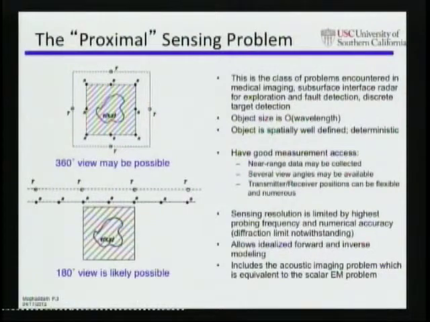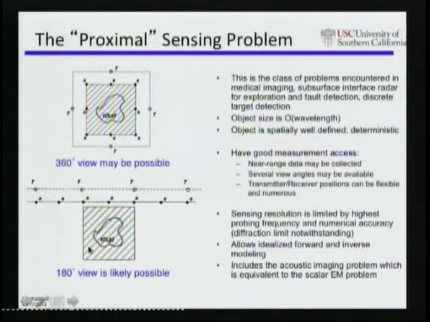You have good measurement access to this object, so you could feel free to place transmitters and receivers in various locations around the object. You could perform multi-static measurements, which means that you could put a transmitter somewhere and have all kinds of receivers around it. So you have a pretty vast measurement space.